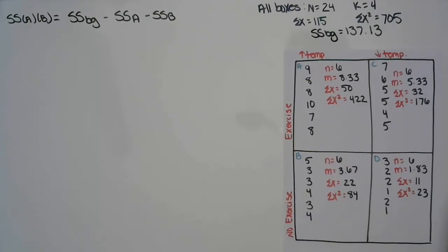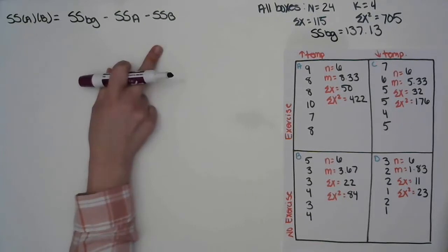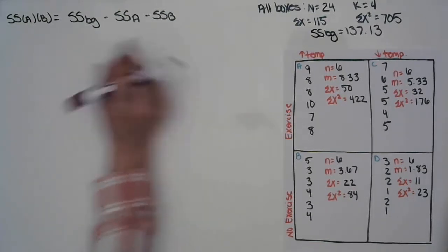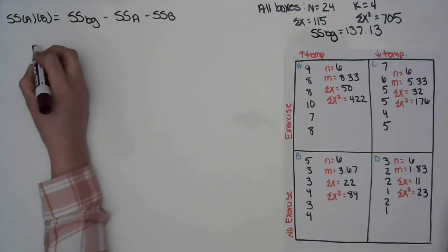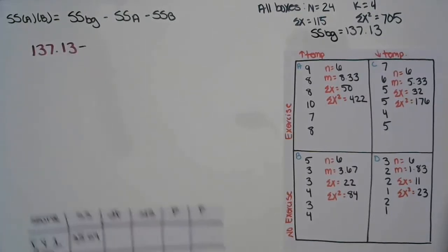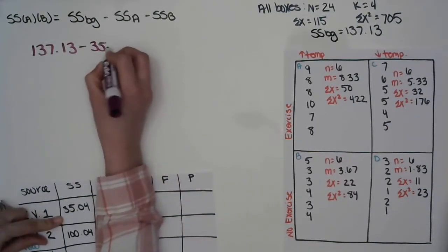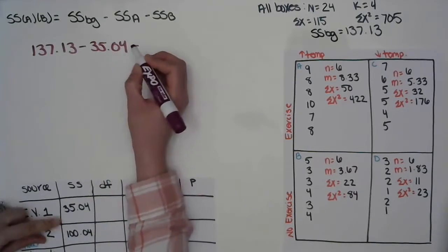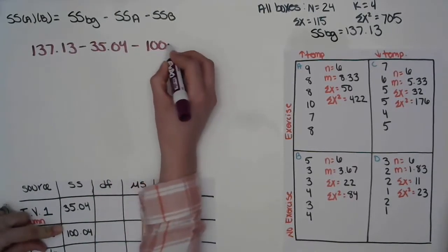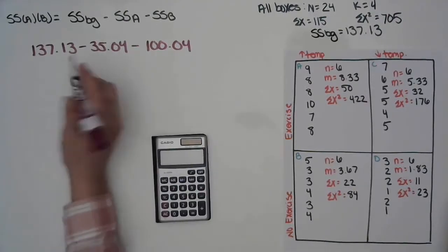Okay, so for the next part, we are going to find the sum of squares interaction, or the sum of squares A times B. We're going to need our SSBG, our SSA, and our SSB value. So our SSBG value is here, 137.13, and then we are going to subtract our SSA value of 35.04, and then subtract again 100.04.